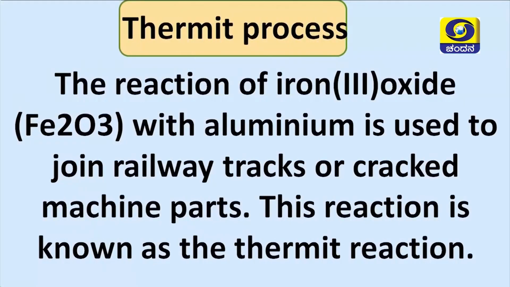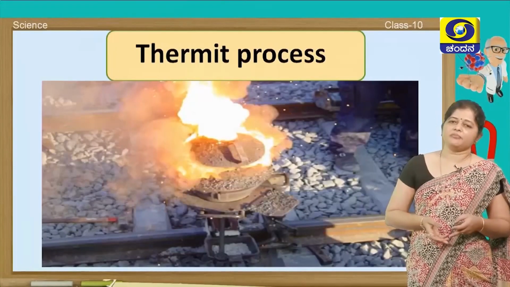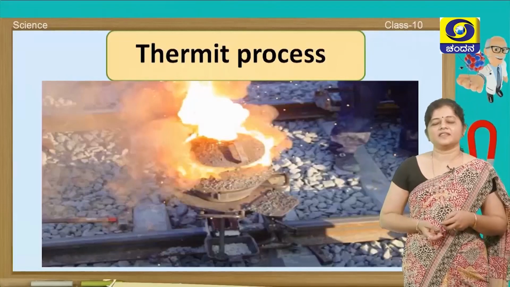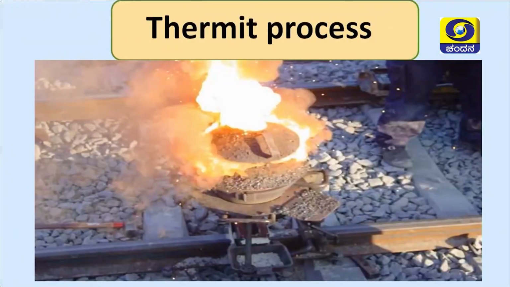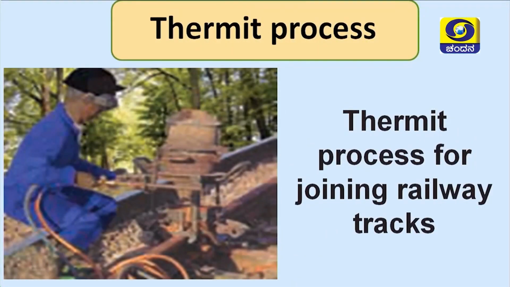The reaction of iron 3 oxide with aluminium is used to join railway tracks or craft machine parts. This reaction is known as the Thermit reaction. This process is generally employed in repairing railway tracks which are broken. So, now you can see here the Thermit process is employed in joining damaged railway tracks.